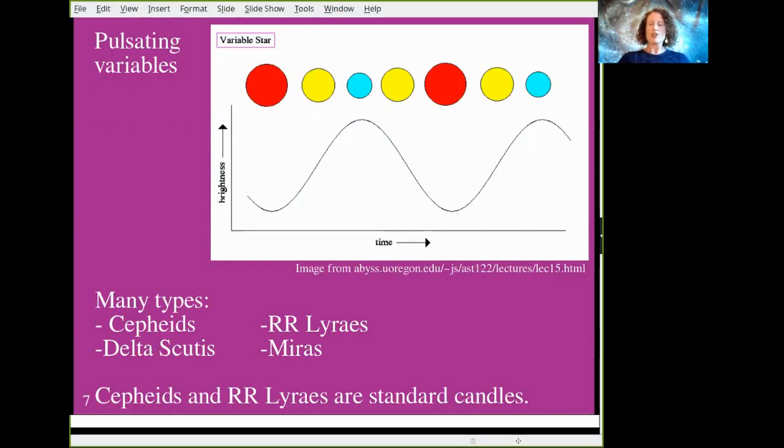which we perceive as the change in brightness, and it is pretty strictly periodic, so it repeats in a very rhythmic pattern. There are a number of different types of periodic variable stars, and I'm going to show some light curves for those in just a moment. Some of the types are Cepheids, Delta Scutis, RR Lyraes, and Miras. Of those, the Cepheids and RR Lyraes are standard candles, and so they can be used to find distance if you know their period, the period of their pulsations. So let's look at some light curves for these objects.